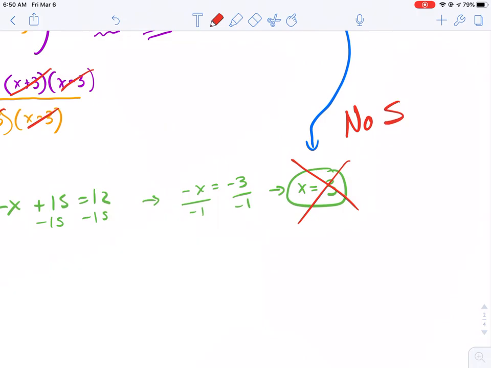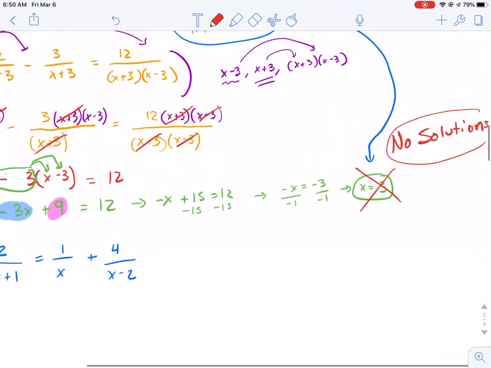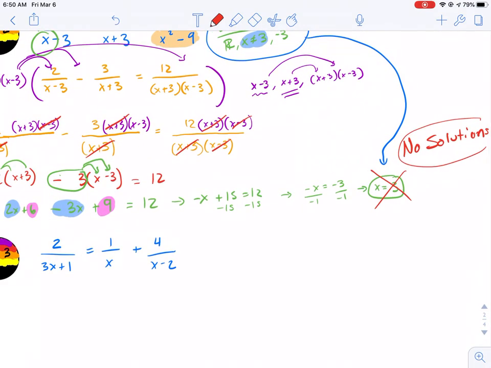So it is a no solution. Or no solutions, I should write. Okay, no solutions is our answer because our solution violated the domain.